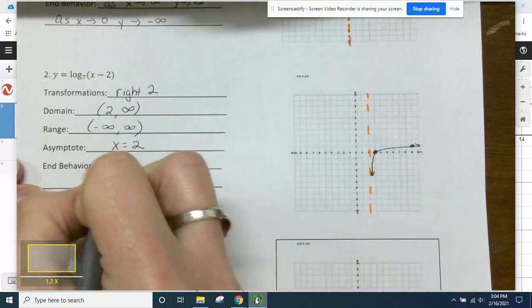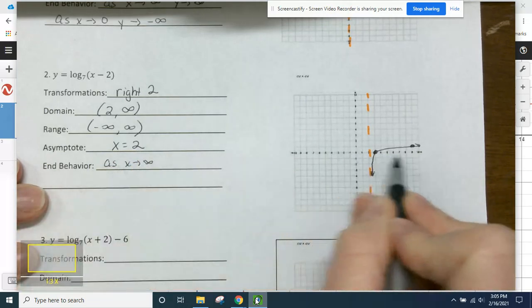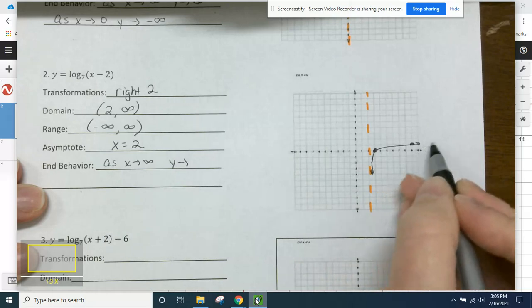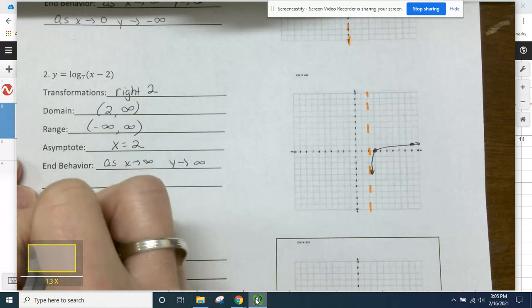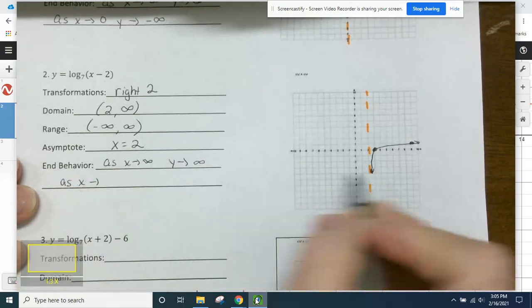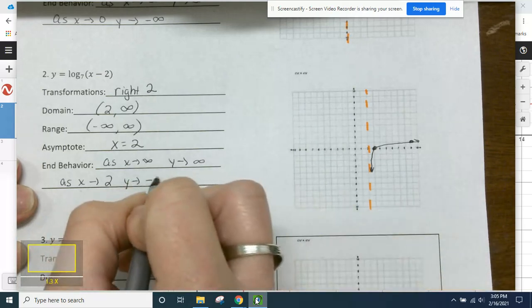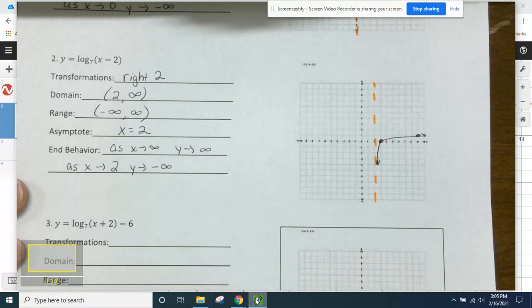End behavior. What happens as x approaches infinity? As x approaches infinity, y also approaches infinity because it keeps going. Now we have to consider the other way. As x approaches this asymptote of 2, y approaches negative infinity. So that's our end behavior of that graph.